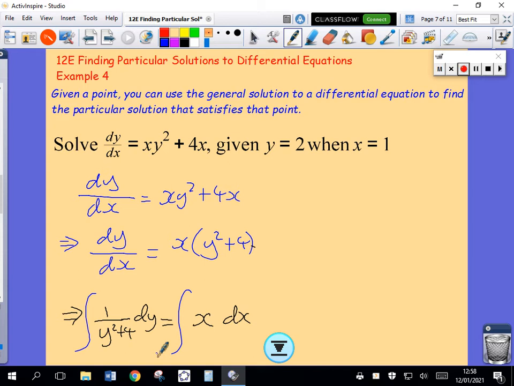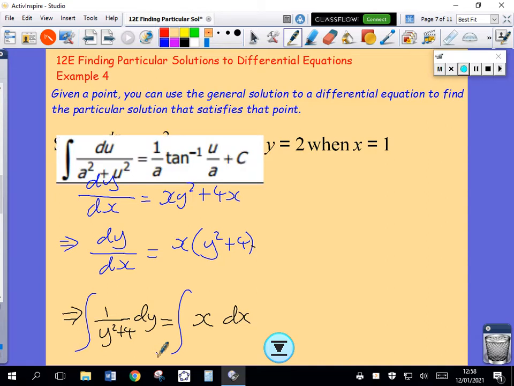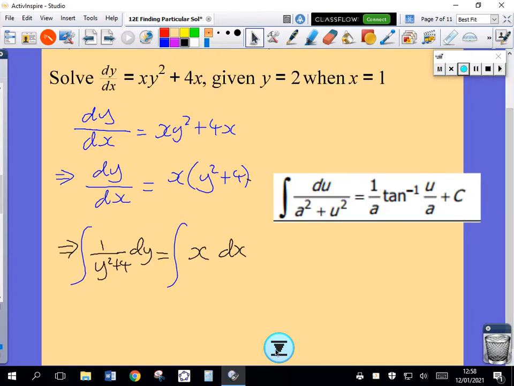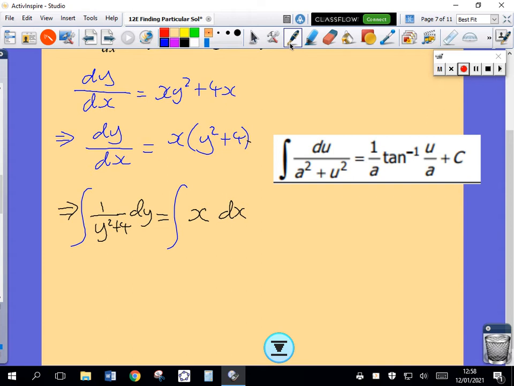Okay, so integrating. Now on the left hand side, I'll remind you that we did look at this standard integral earlier on. I have this standard integral, 1 over y squared plus 4 with respect to y, and that's from your formula and tables booklets. If you go in there, you'll find at page 26 that's equal to, well, y squared plus 4 is like a squared plus u squared. We're just going to have to be a little bit careful here.